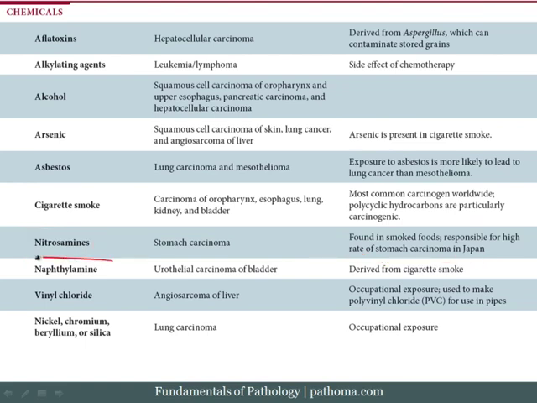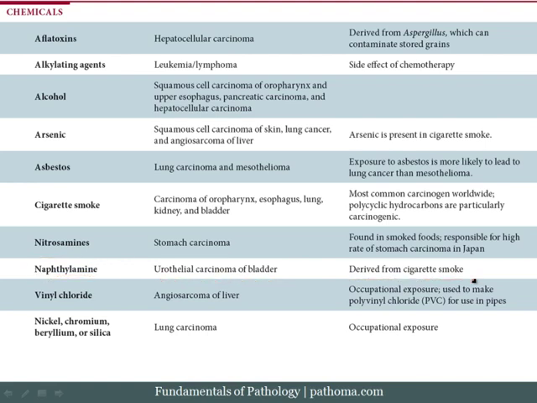Naphthylamine is associated with urothelial carcinoma of the bladder, and it's also a derivative of cigarette smoke. So again, the same concept here: cigarette smoke contains multiple carcinogenic agents, not each of which, but the key ones you should be familiar with. Polycyclic hydrocarbons are particularly carcinogenic, and arsenic creates squamous cell carcinoma of the lung, and then naphthylamines are related to urothelial carcinoma of the bladder.